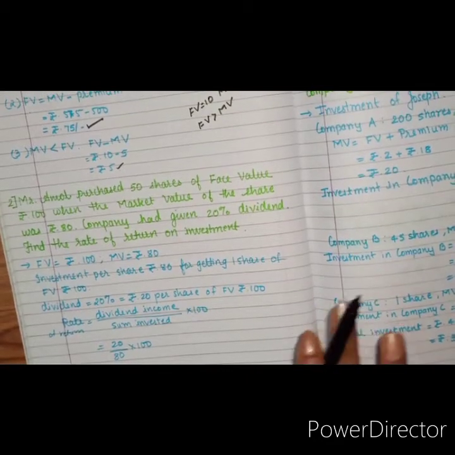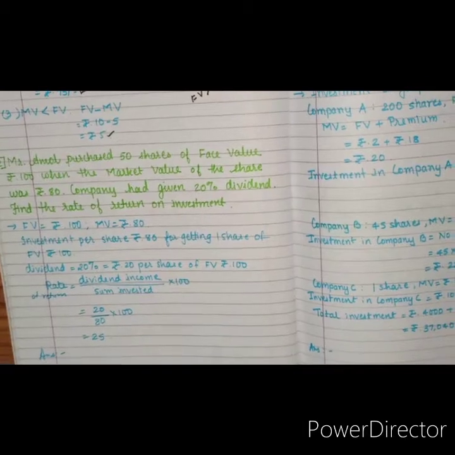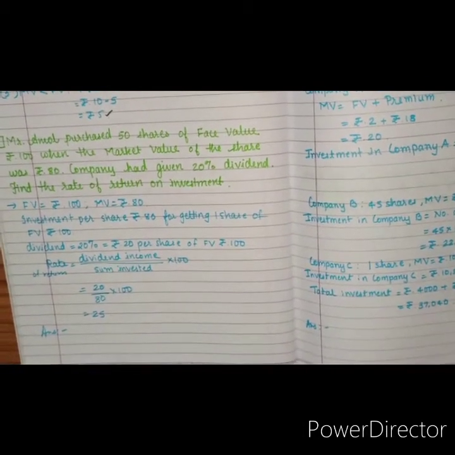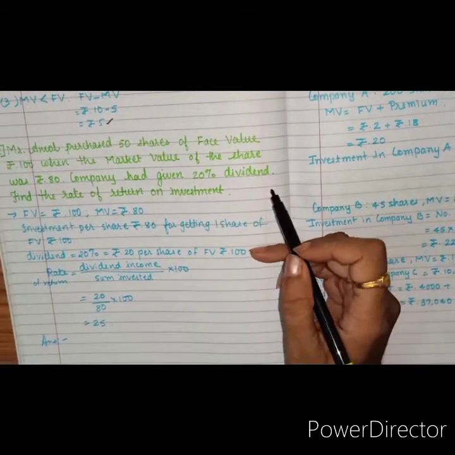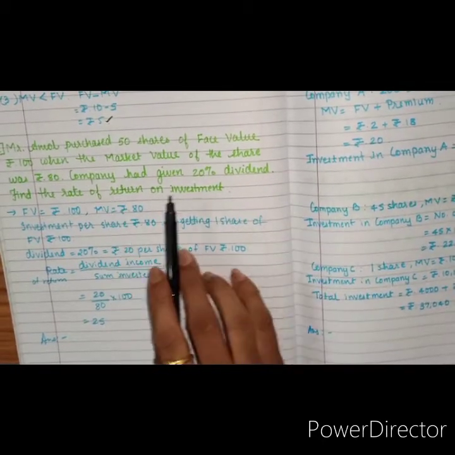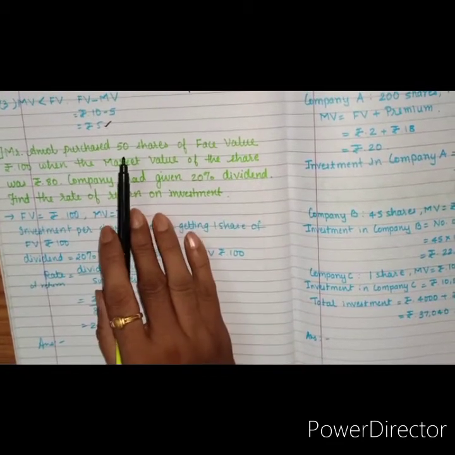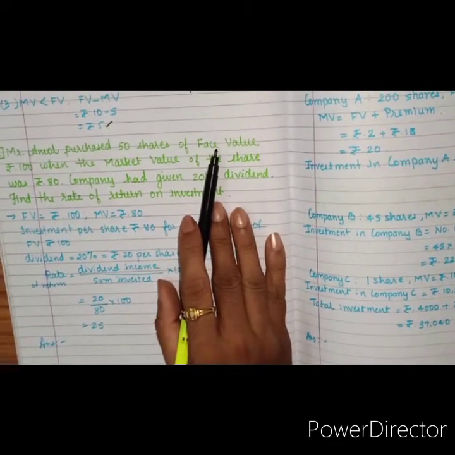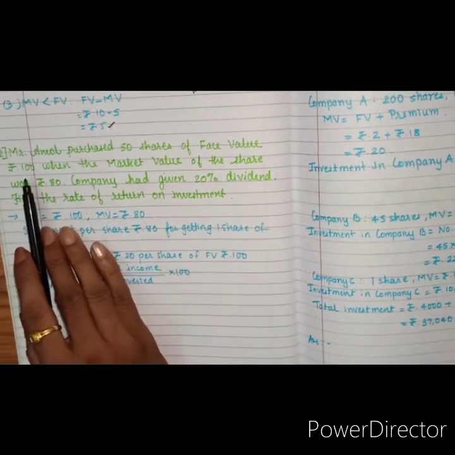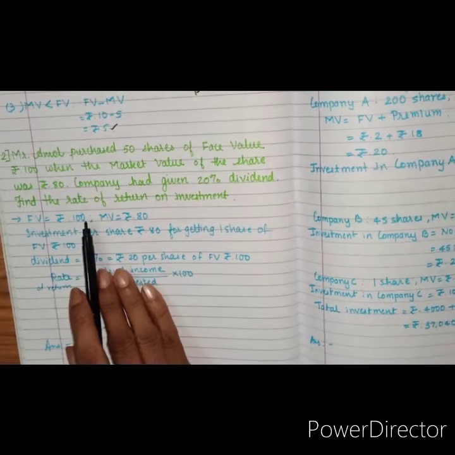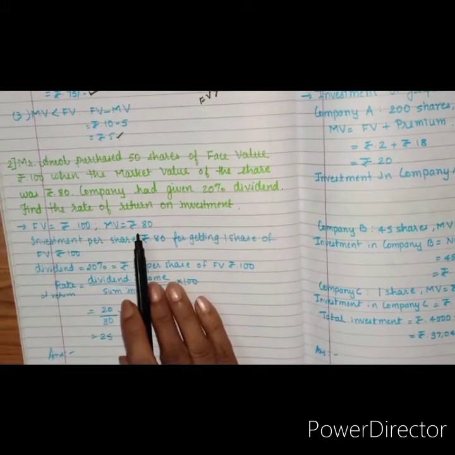I hope you remember what dividend income is. Dividend income is when the person gets value for the share he has purchased. If the company is in profit, you get dividend. So the company had given 20% dividend. Let us write down what we have. What is the face value of the share? That is 100. So face value is rupees 100. What is the market value? Market value is rupees 80.